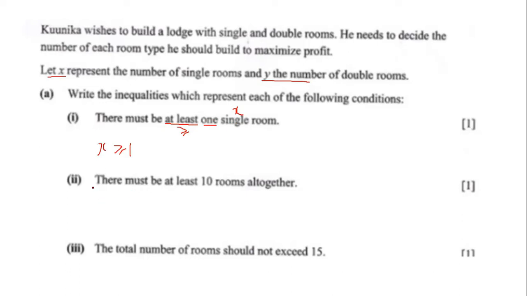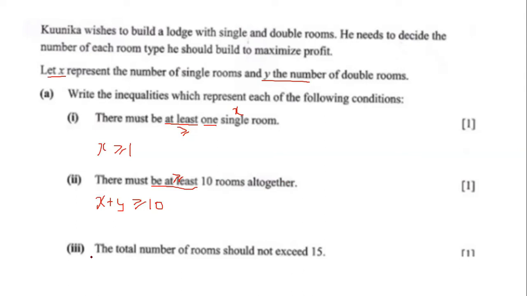All right, number 2, there must be at least 10 rooms altogether. Again, there is the word "at least", which also means greater than or equal to. Now, the rooms altogether are composed of double rooms and single rooms. So this is X plus Y, which should be greater than or equal to 10.